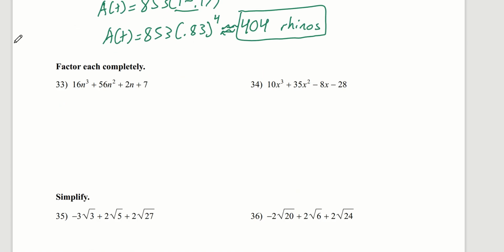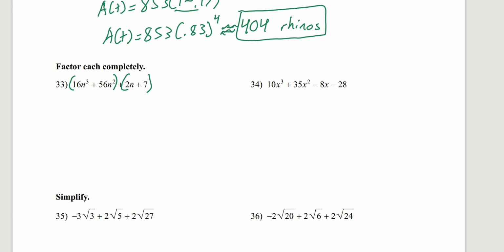So 33, I want to factor each completely. We had a process that we use for this. This is what we call factor by grouping, where I have something with n cubed and I have 4 different terms. So what we said to do is group the first 2 terms together, group the second 2 terms together, and then take out the greatest common factor that is in each group.